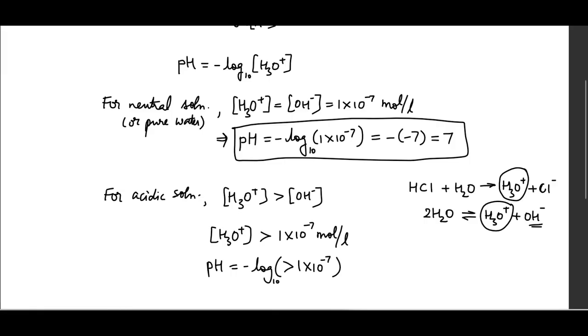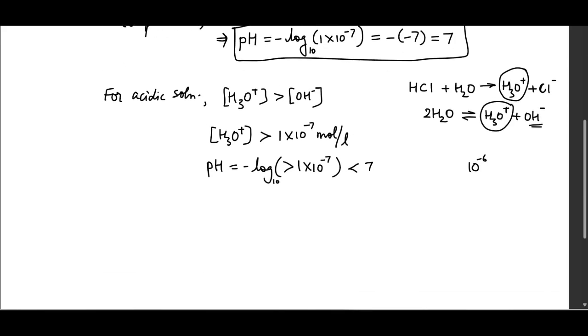So that means anything having concentration higher than this value, let us say 10 raised to minus 6, is also greater than 10 raised to minus 7. So if I put 10 raised to minus 6, minus of minus 6 is nothing but 6. So any value greater than 10 raised to minus 7, its logarithmic value will give us less than 7. So whenever pH is less than 7, we call it an acidic solution. Okay, I can simply conclude pH less than 7 for acidic solution.